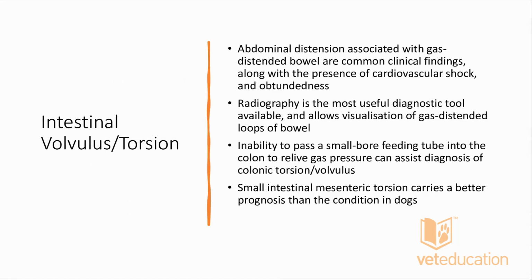So what do we know about intestinal volvulus and torsion? Abdominal distension associated with gas-distended bowel are pretty common clinical findings amongst the small number of case reports that we have, along with cardiovascular shock and depression. Radiography is the most useful diagnostic tool because it allows us to visualize the gas-distended loops of bowel. If we can't pass a small bore feeding tube into the colon to relieve gas pressure, that might assist us in making a diagnosis of colonic torsion. And small intestinal mesenteric torsion carries a much better prognosis, on the basis of those two cats, than it does in dogs.